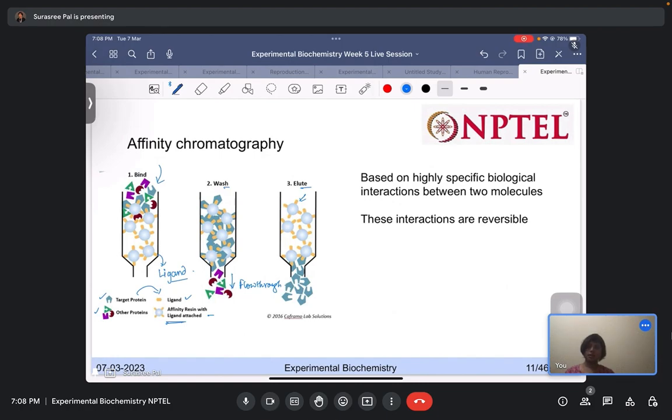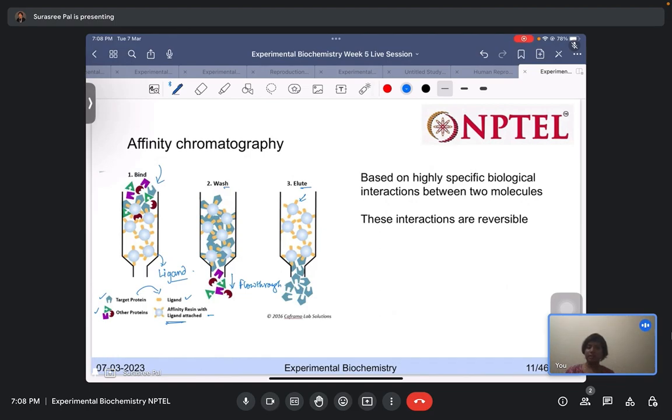So this actually relies on the affinity between the ligand and the target protein, which is why it is called affinity chromatography, and this interaction has to be reversible. So it should not be an irreversible interaction. If that is irreversible, then we will not be able to elute our protein of interest after it binds.